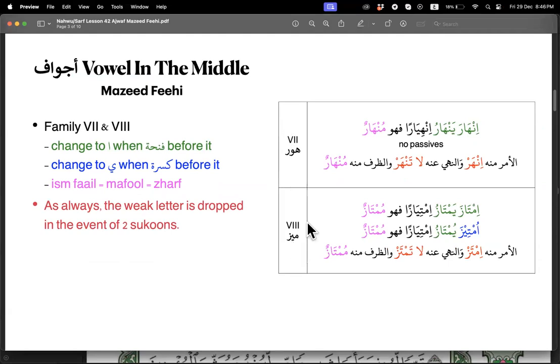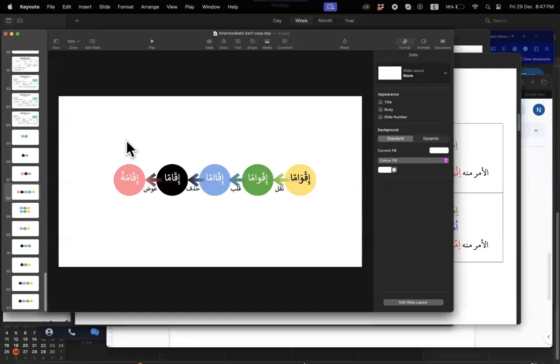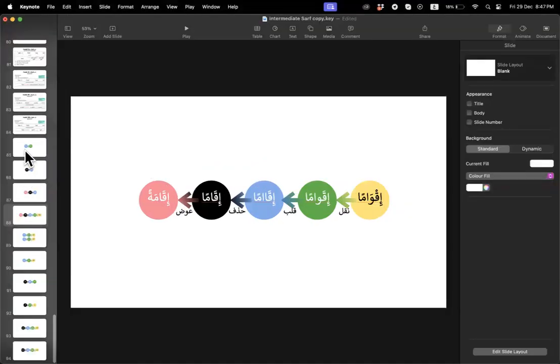So for just now, qama yukimu, istaqama, yastaqimu, you can remember that pattern. You can survive. But this one is very difficult because you don't always use this word. So inharo, yanharu is different than inqalaba, yanqalibu. You don't have the kasra anymore here. If you remember what happened, then it will be easy.